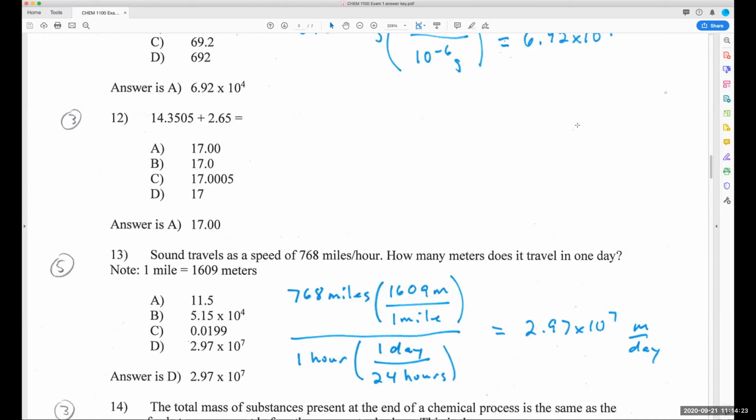In the numerator there, we have 768 miles times 1609 meters per mile. So our miles cancel. That gets our units into meters. And then in the denominator, we have 1 hour times 1 day, 24 hours in a day. So the hours units cancel, gets us into days. And then if we do the math, we get 2.97 times 10 to the 7th meters per day.